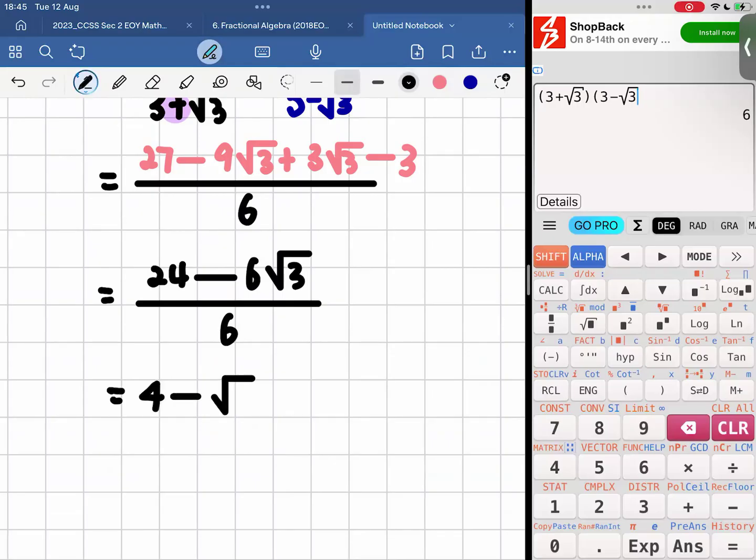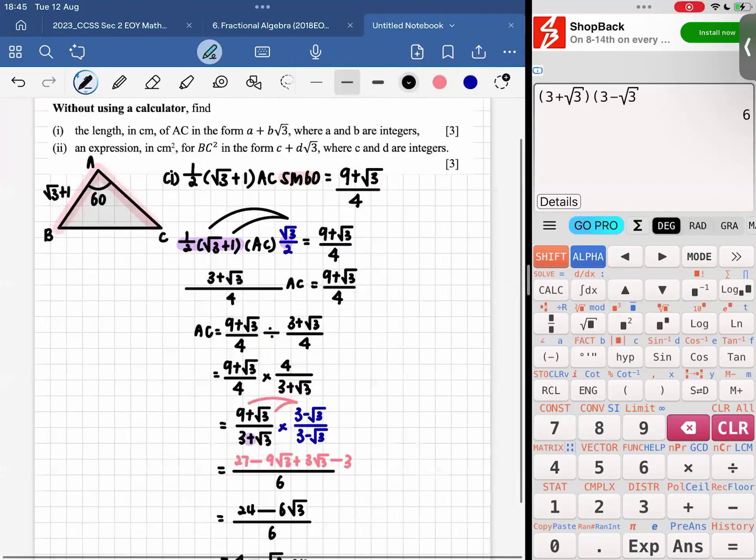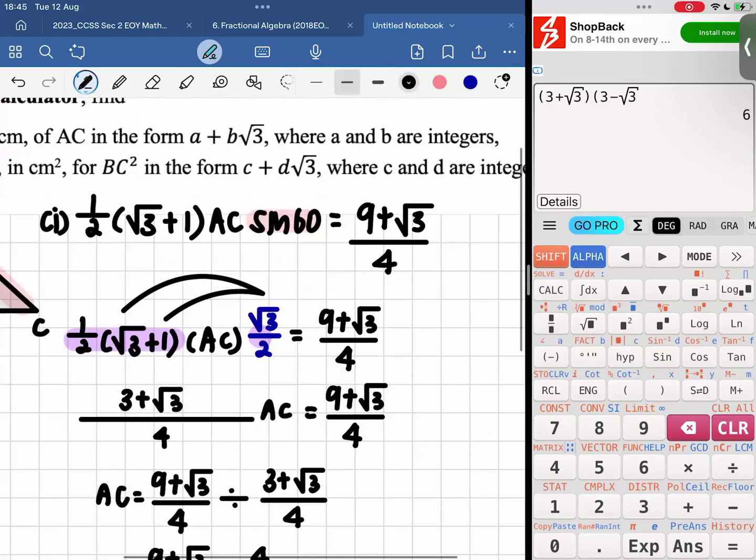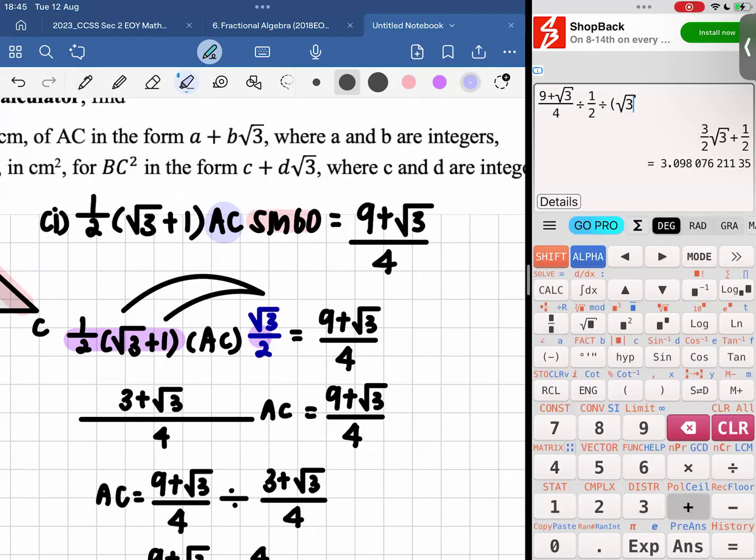Okay, so this one is my centimeter. You can actually check one, because at the end of the day, you have AC, correct? So you want AC, right? You understand it is 9 plus root 3 over 4. Then you will just divide by half. Then you also divide by root 3 plus 1, like that.